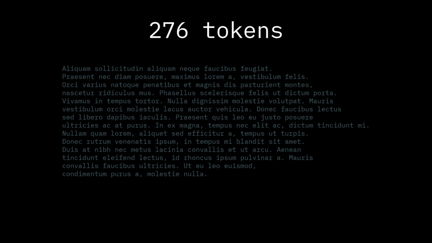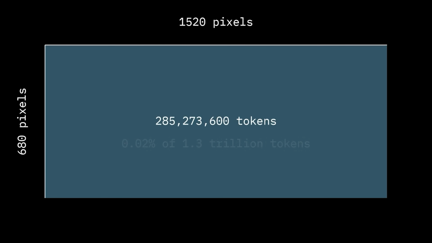So here's a little bit of text, which is 276 tokens. That's it. Now, if we zoom out, that one pixel is that many tokens. And now here's a representation of 285 million tokens, which is 0.02% of the 1.3 trillion tokens that some large language models take to train.